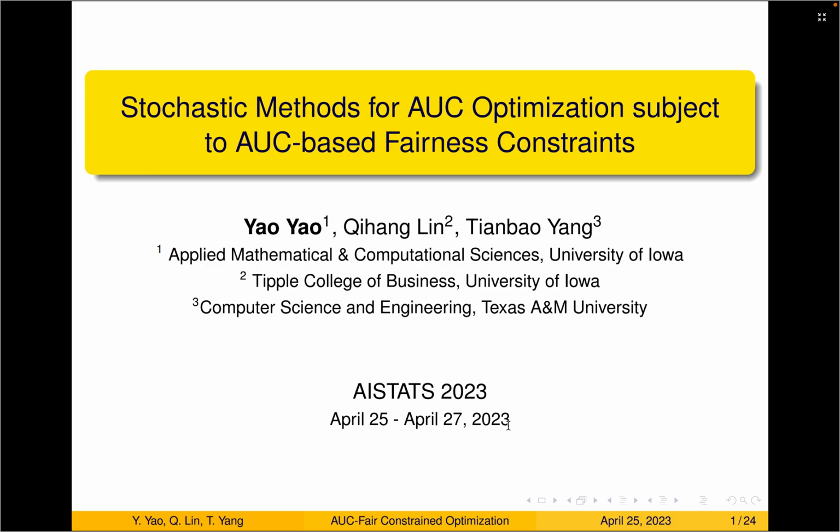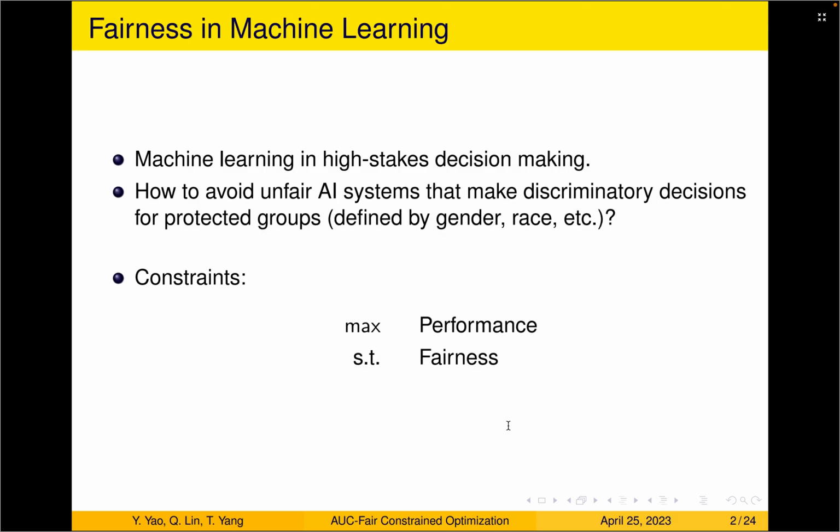About stochastic methods for AUC optimization subject to AUC-based fairness constraints. As we all know, machine learning is very useful in high-stakes decision making. However, the problem is how to avoid unfair AI systems that make discriminatory decisions for protected groups, which can be defined by gender or race. So here we consider solving this problem with constraints. We want to maximize the performance subject to the fairness being satisfied.